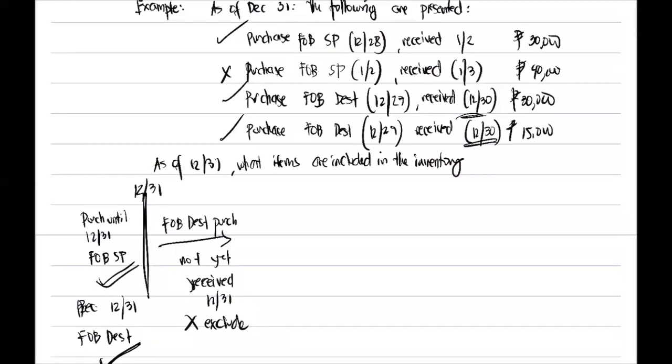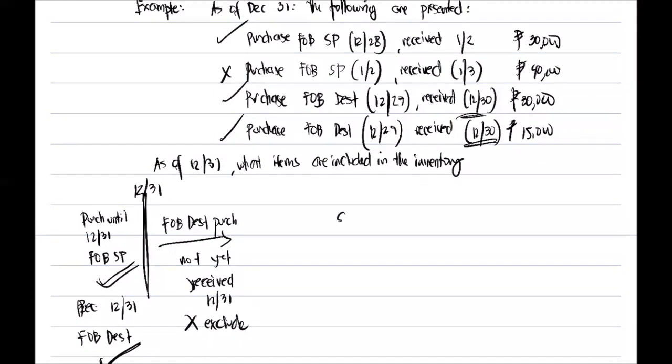So the main rule is really: if the purchase is made FOB shipping point, it should be made until cutoff. If the purchase is made FOB destination, you must receive the inventory until cutoff. Okay? So I hope we are clear here regarding your purchase. Same is true with your sale.